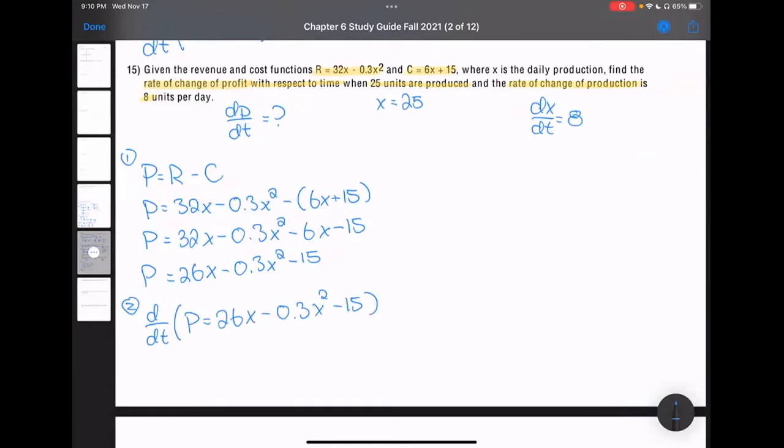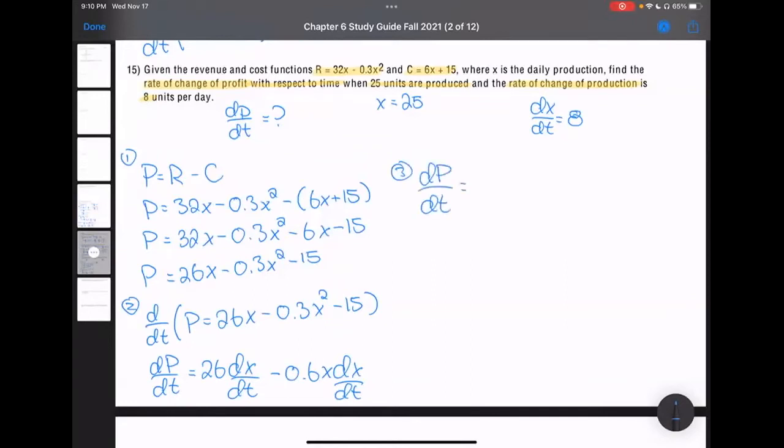And so that is going to be dP/dt equals derivative of 26x is 26 dx/dt minus 0.3x squared turns into minus 0.6x dx/dt, minus 15 becomes 0. So we just won't even bother writing that. Okay. And now we simply just plug in all of our variables that we know.